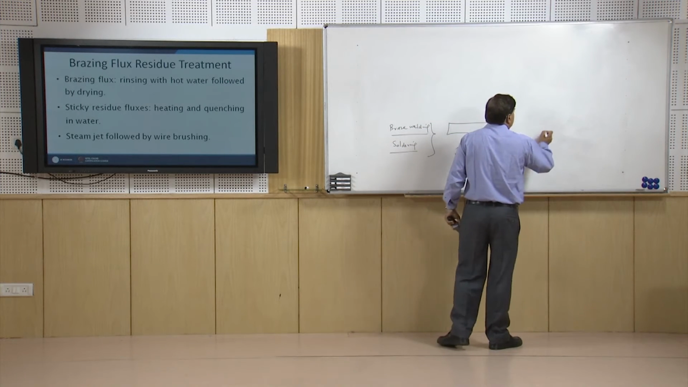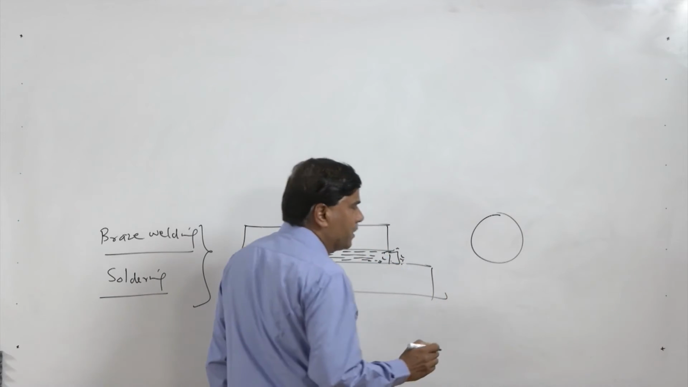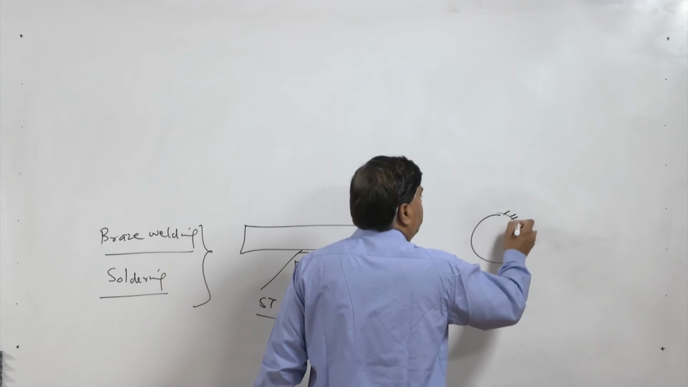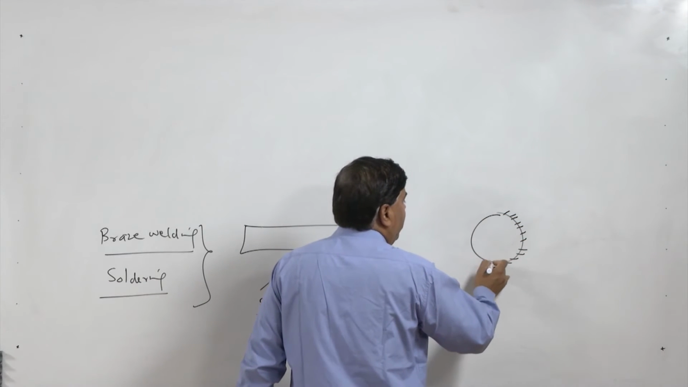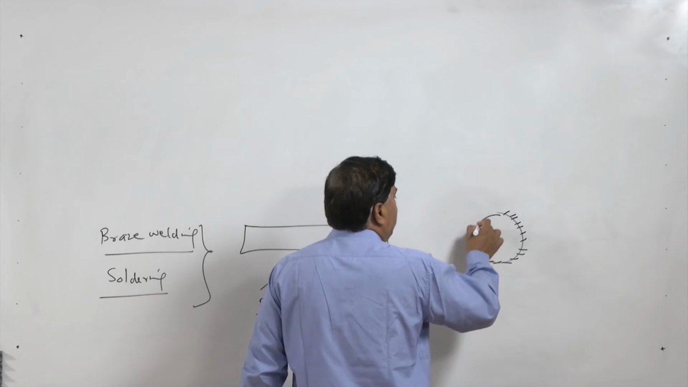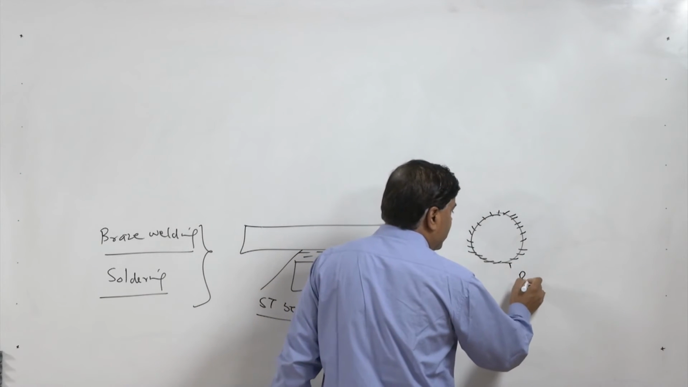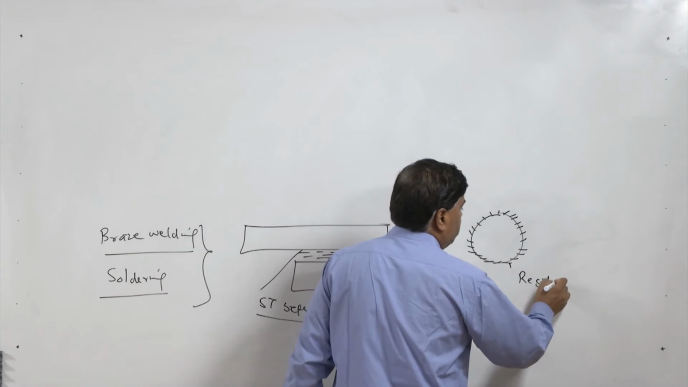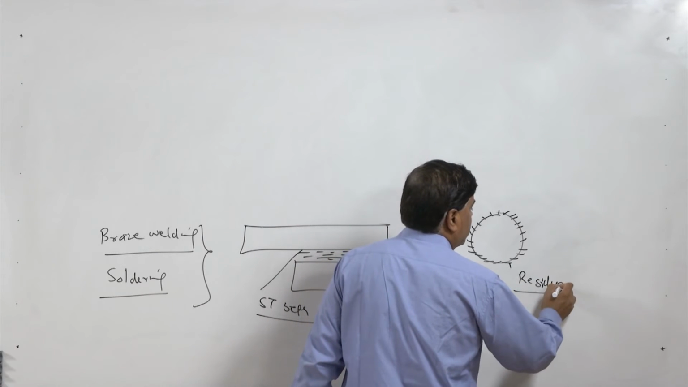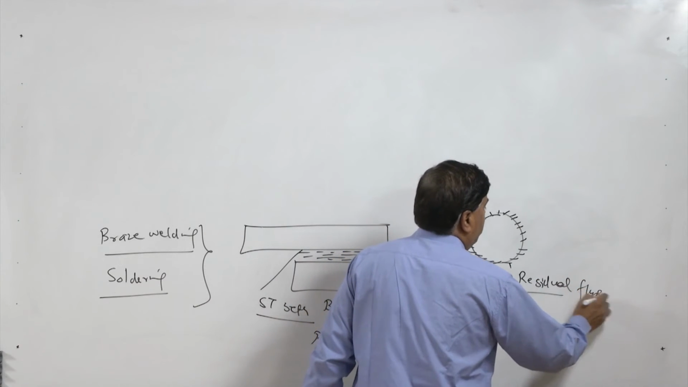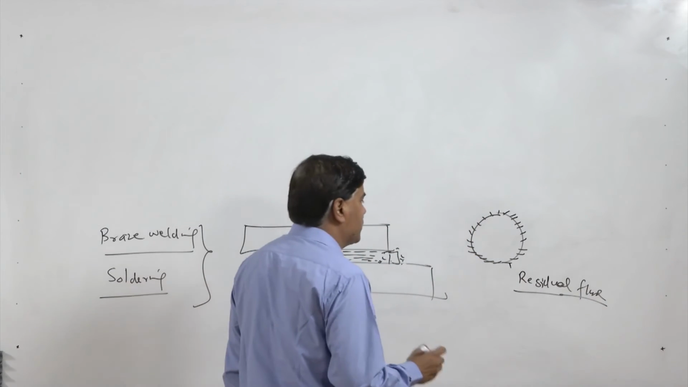So we will see that, if this is the circumference where the joint is made, then all the flux will be segregated at the outside, because it is pushed in the course of the soldering process. This is called residual flux, which must be removed, because the flux is corrosive in nature.